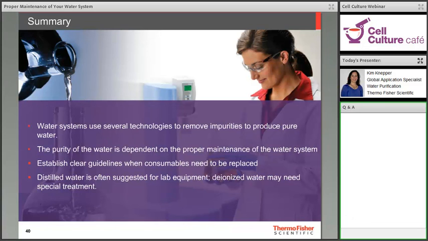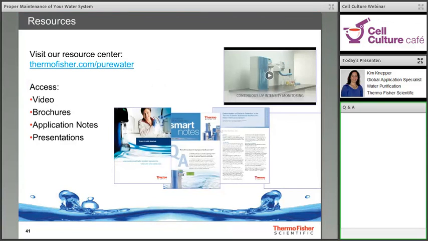And then lastly, when using water to fill general lab equipment, such as water baths and incubators, double-check with the manufacturer on the recommended quality. And usually distilled water is highly recommended, but if the available water supply is too pure, then we can take some steps to lower that purity so it's not corrosive to your equipment.